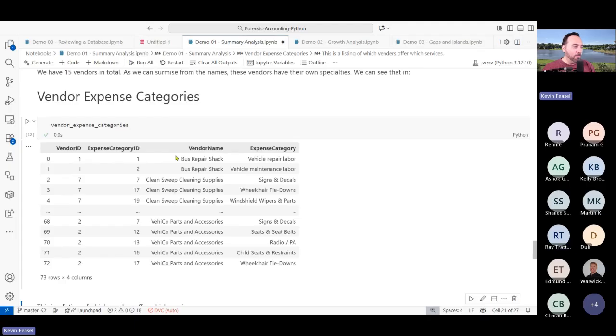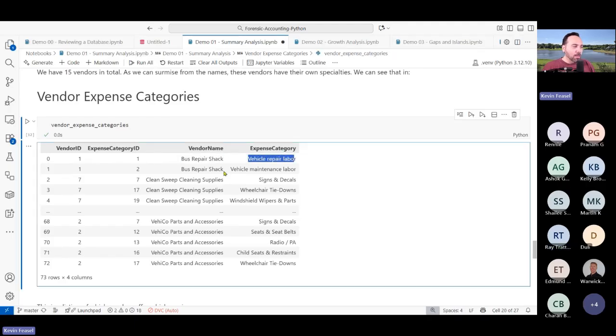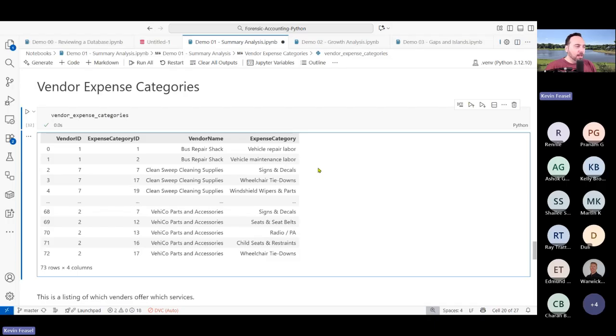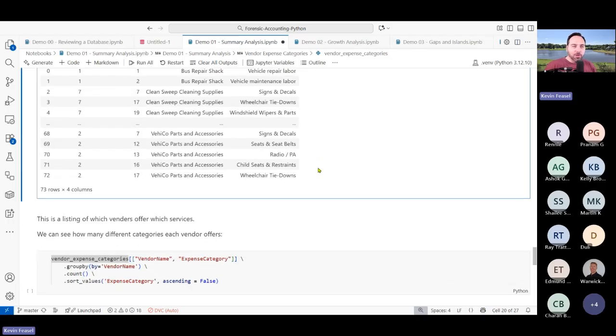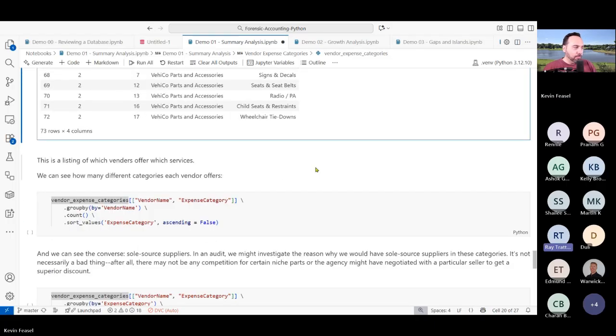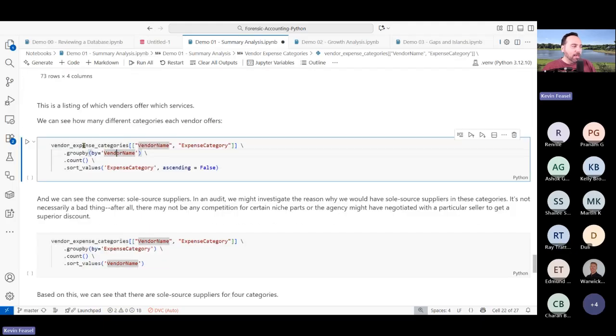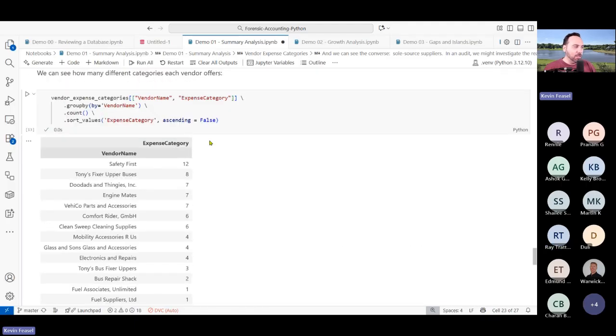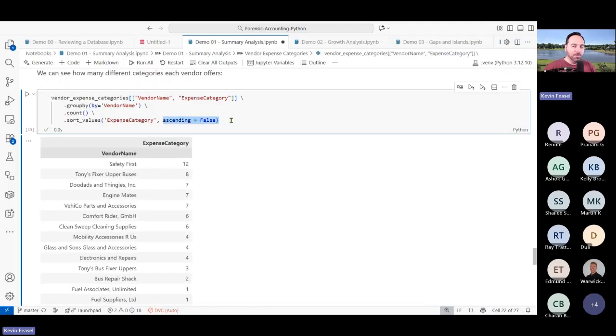So we have, for example, this particular vendor is going to do vehicle repair labor and vehicle maintenance labor. They don't sell parts. They help fix vehicles. So that's the general idea. They would go to a different source to get the parts. And I can take the vendor expense category. So I'm going to take the vendor name and expense category, and then I'll group it by vendor name. I'm going to get the count of expense categories, and then I'd like to sort it descending. Ascending equals false.